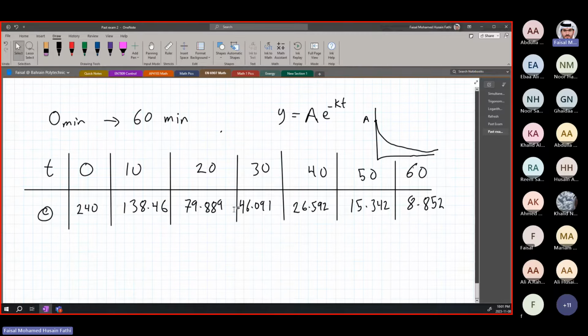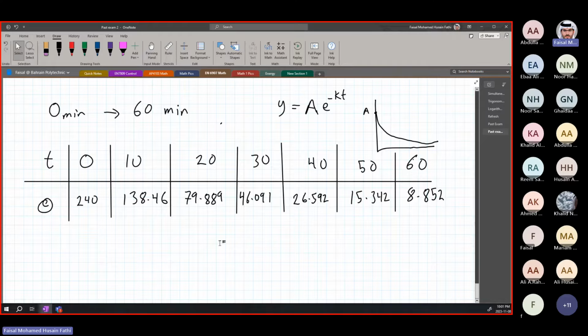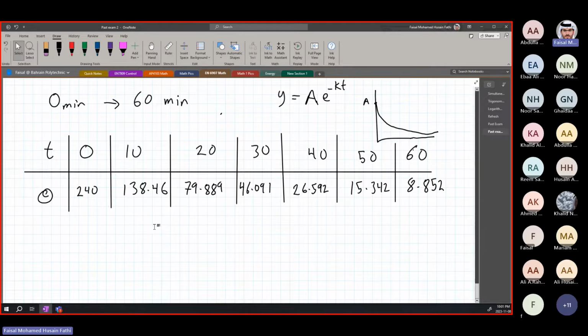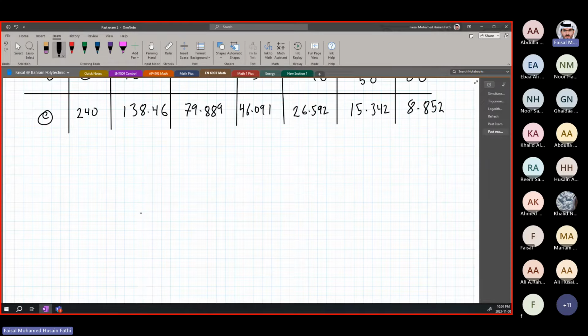Abdullah, please round properly. This is 8.8519, so if you round it properly, it's going to be 8.852, not 8.851. Anyway, moving on. Now we can just do our plot.